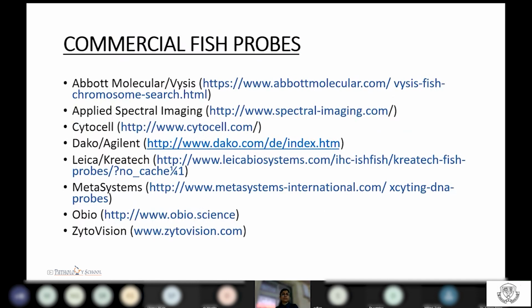Next, FISH probes are all commercially available from companies such as Abbott, Leica, Oxford Gene Technology, and Cytovision. They have a catalog of chromosomes, locus-specific regions that you want, and the diseases that you want. So accordingly, you can choose your FISH probe.